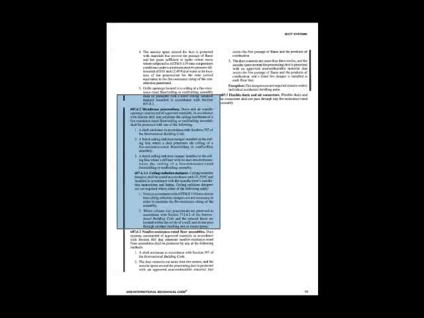So Chapter 6 of the International Mechanical Code has one very direct purpose. It is to talk about duct systems and fire control and smoke control.